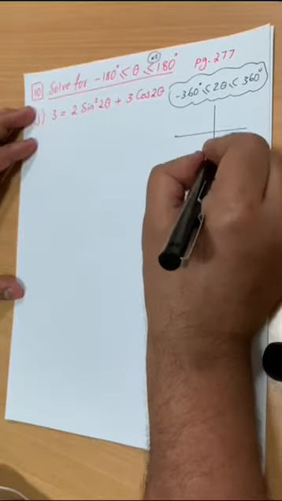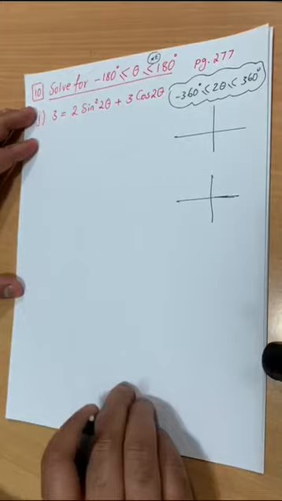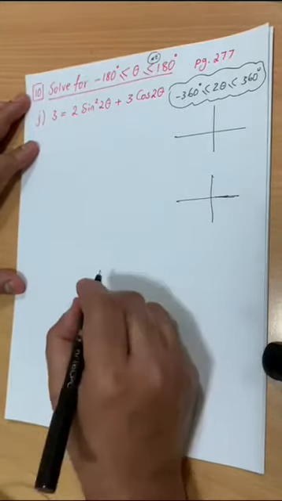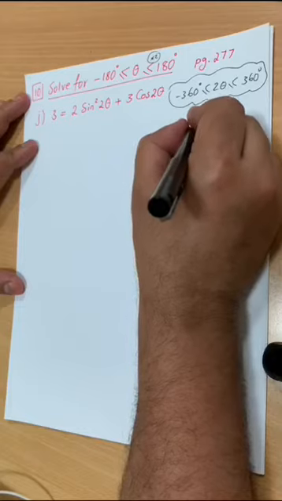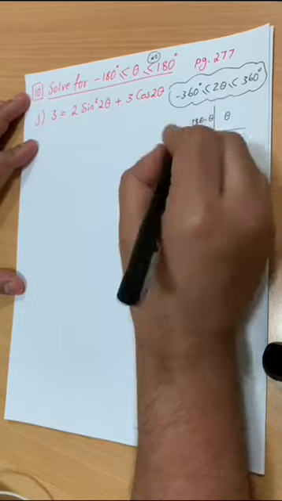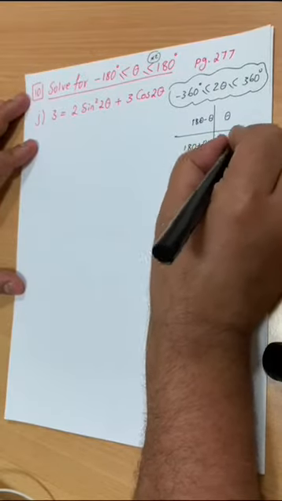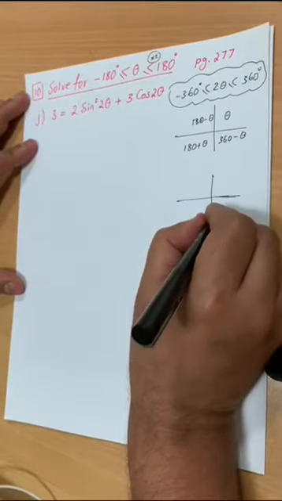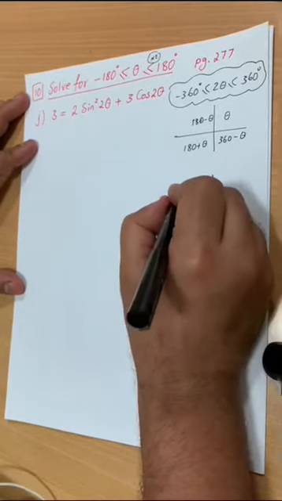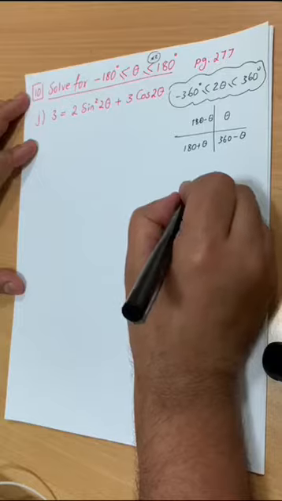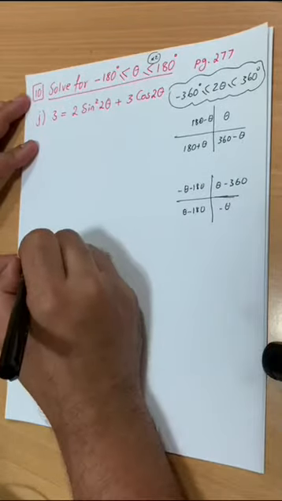How many quadrants? We have 8 quadrants. The positive range and the negative range. Positive theta, 180 minus theta, 180 plus theta, 360 minus theta, negative theta, theta minus 180, and then negative theta minus 180 and theta minus 360.